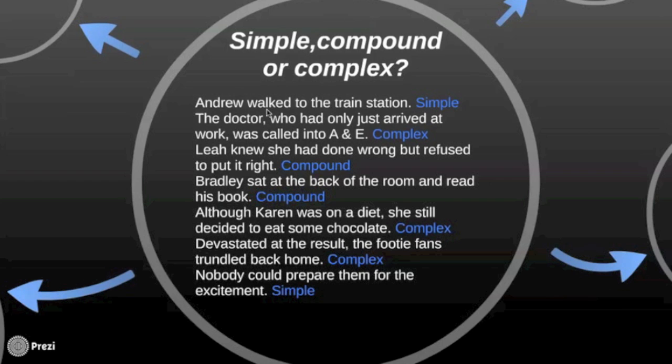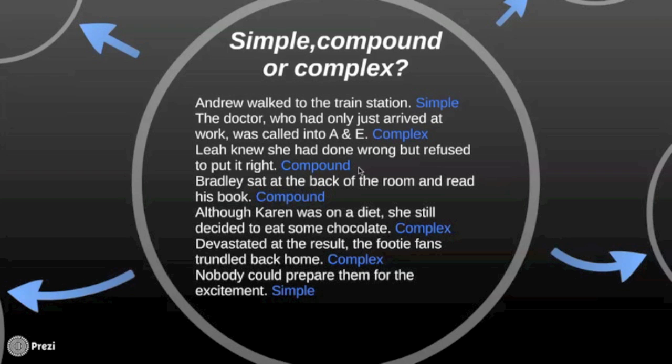So this first one here, Andrew walked to the train station. It is a simple sentence. It tells us one thing and it has a subject, Andrew, and it has a verb, the fact that he walked to the train station. Okay, this second one is a complex sentence, and that's because it actually has a sandwiched subordinate clause right in the middle. And if we took that subordinate clause out, it would still read perfectly. The doctor was called into A&E, but we've added some extra information about the doctor by saying who had only just arrived at work. So that is why it is a complex sentence.